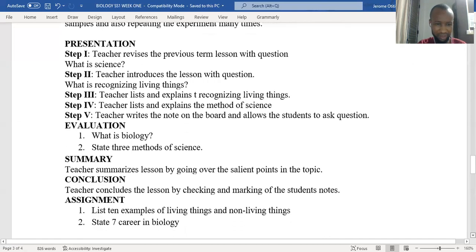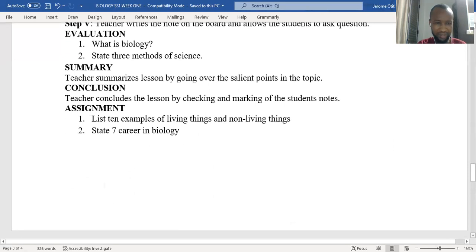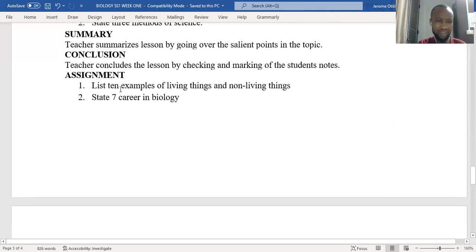Then I would like to give an assignment. One of them is you have to list 10 examples of living things and non-living things, which is going to be our next topic. Since you know that living things possess all the characteristics of living, non-living things do not possess them. List 10 each. Stage 7, career in biology. You may take a career in biology tomorrow. What are the careers you think that a biologist can work in?